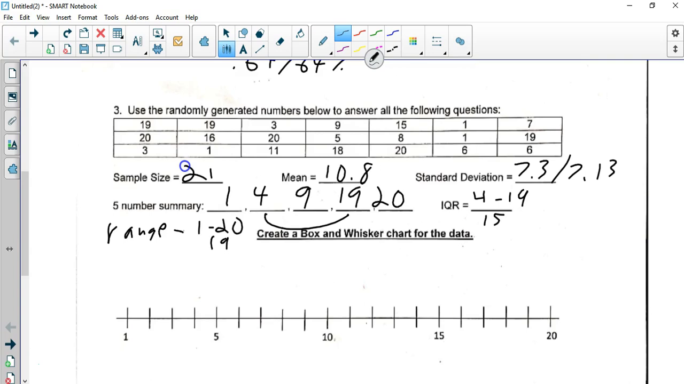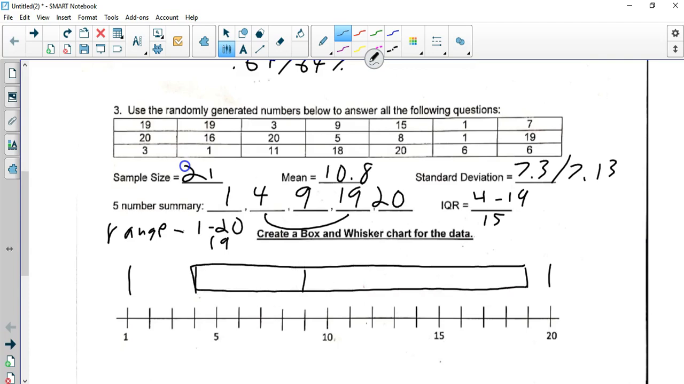Or 15. Okay? Now, for the 5-number summary, I mean the box-and-whisker chart, we put a line at each number we have represented, and then we make the 3 in the middle into a box. Then we add our whiskers, and there we go. Now, notice how the mean of 10.8 is clearly larger than the median. Okay?